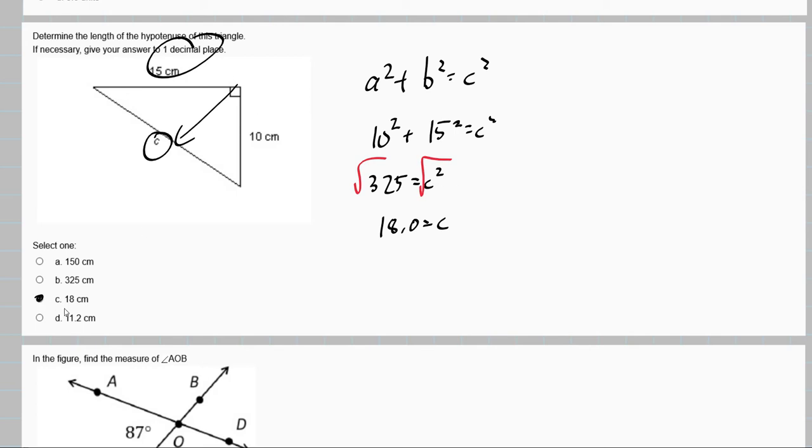It's 18. And just looking at these 150 and 325, there's no way this side is 150 units long or 325 units long. That's just too big. 11.2 also doesn't work because this side has to be the longest side. And 11.2 is not longer than 15. So even without doing any math, we could have chosen 18 as well.